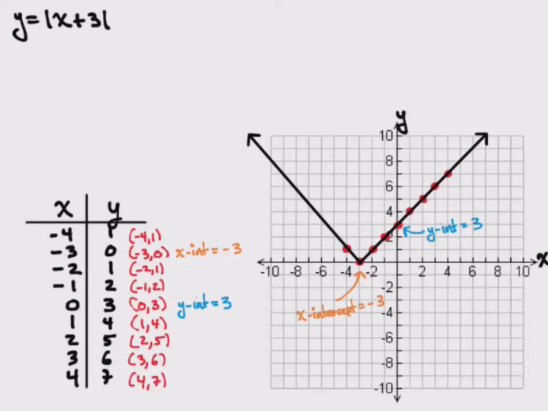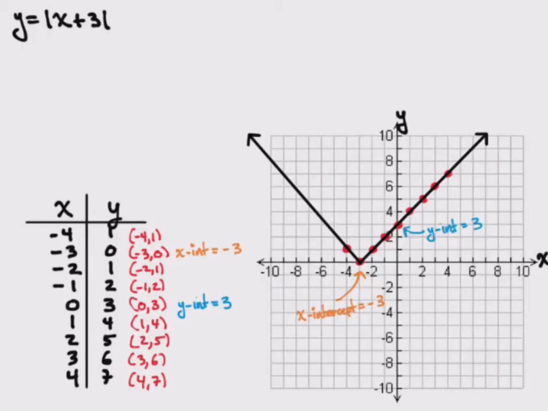Once again, we get a V-shaped graph. We see that our y-intercept is 3, and we have just one x-intercept, and that's negative 3. And this graph looks like it has the exact same shape as the graph of y equals just the absolute value of x. But of course, this one looks like it's shifted to the left 3 units.